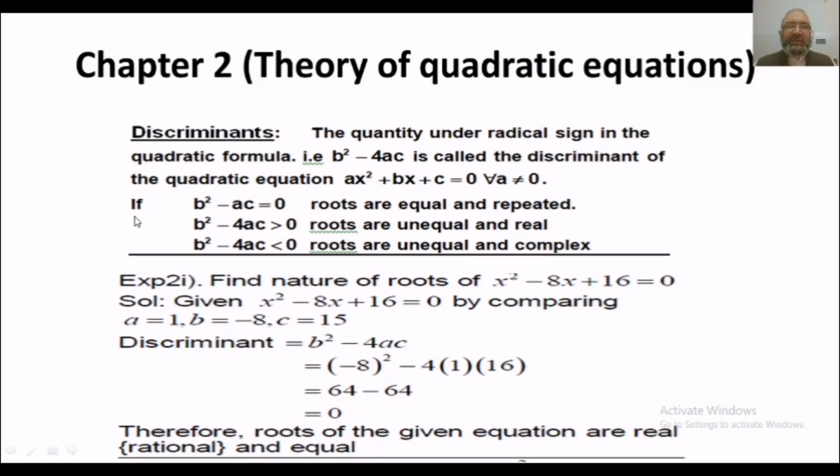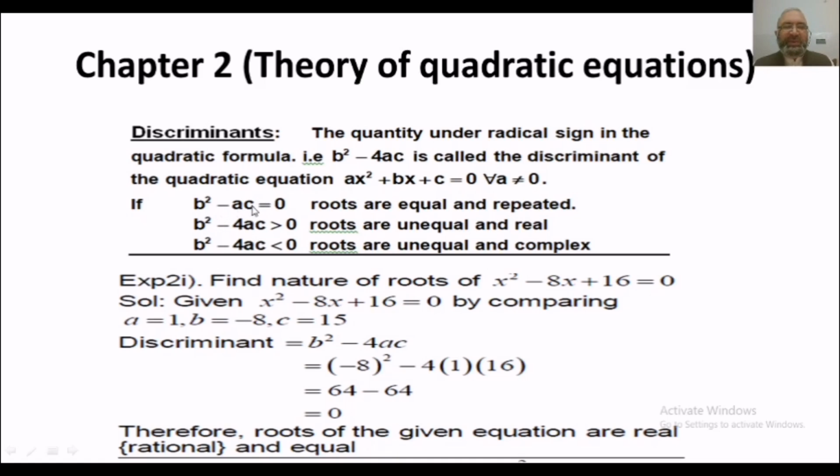There are three cases for the discriminant of a quadratic equation. Where a, b, c are constants, in any quadratic equation we first of all find the values of a, b, c, that is the coefficients of x square, x and the constant term. Then we find the value of b square minus 4ac. For b square minus 4ac there are three cases.